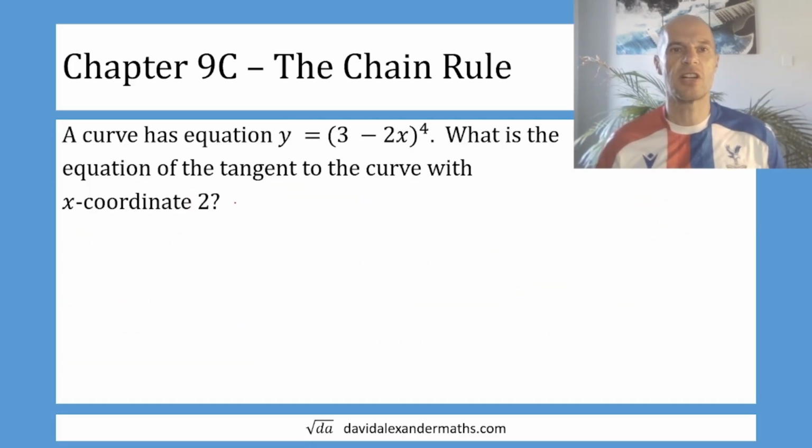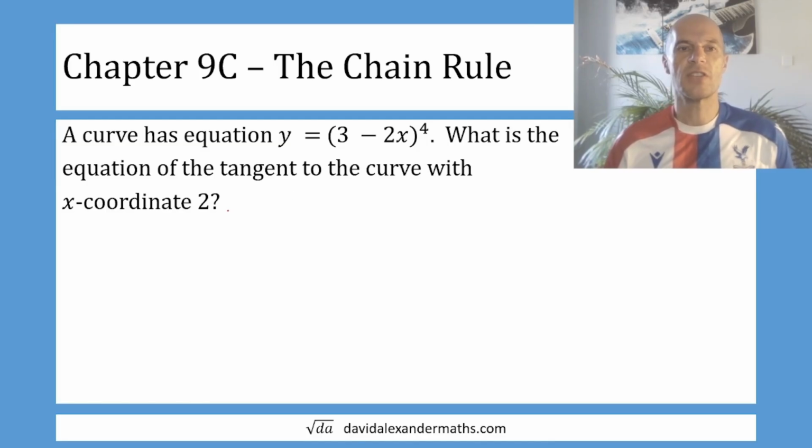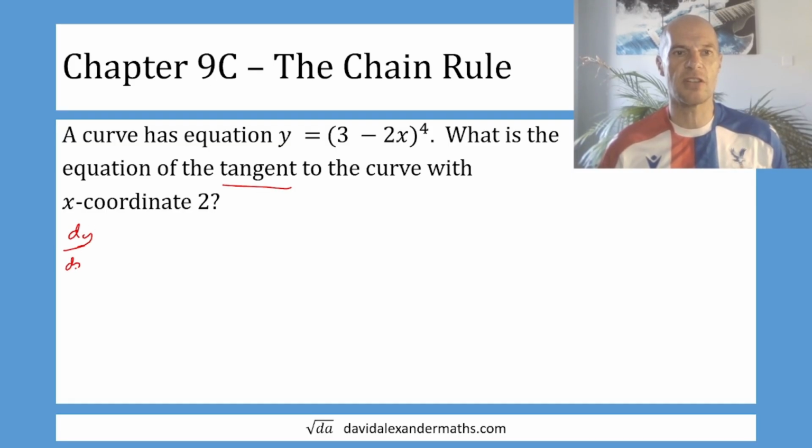Okay, so here's another example. A curve has equation y equals (3 minus 2x) to the power of 4. What is the equation of the tangent to the curve with x coordinate 2? Okay, so if we're talking about tangents, then we're probably going to use differentiation. So dy by dx is going to be power coming down to the front, 3 minus 2x, power reduces by 1, multiplied by negative 2.